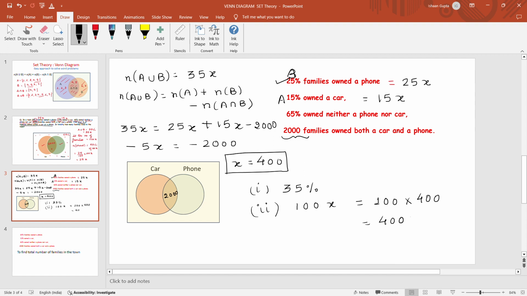That makes it 40,000 families. 40,000 families in all are there in the town. So that's all.